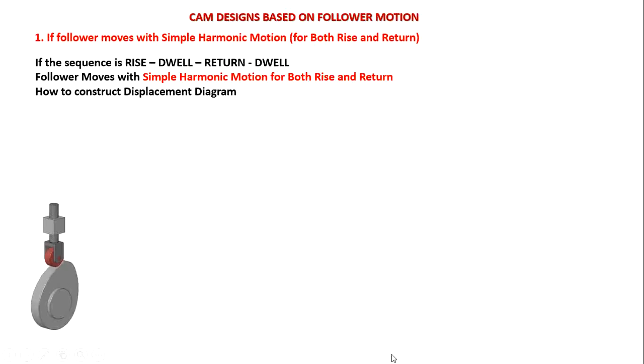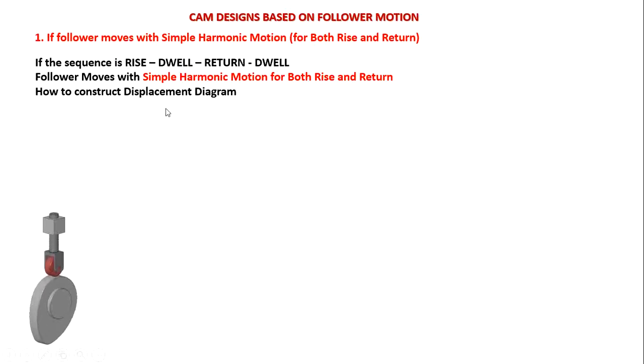First, there are 4 different types of follower motion. Based on the types of follower motion, we'll look at how to construct the displacement diagram. First, let us go with the follower moving with simple harmonic motion for both rise and return. Rise is nothing but the follower moving up and return is nothing but the follower moving down. Let us assume the sequence as initially rise, then a dwell, then return and then a dwell. Based on this sequence we are going to construct the displacement diagram.